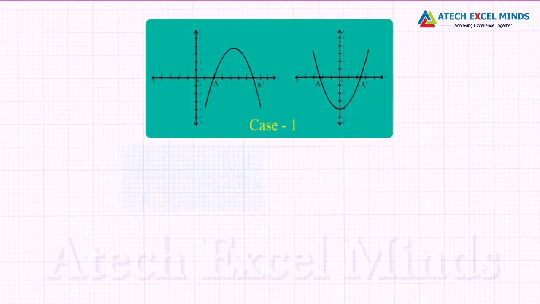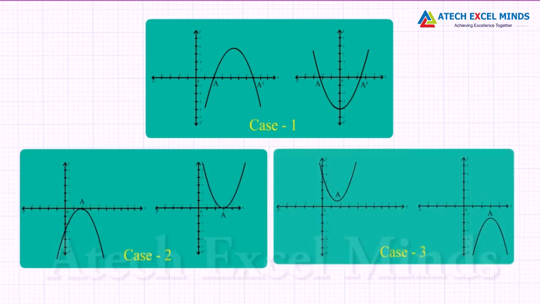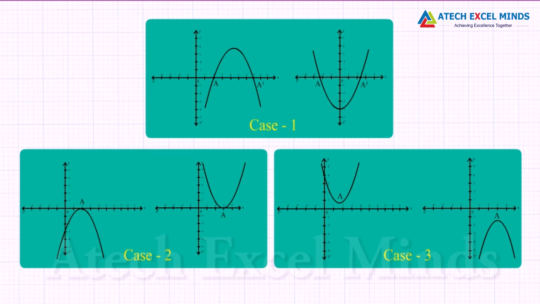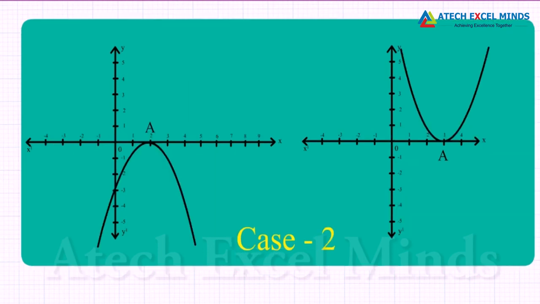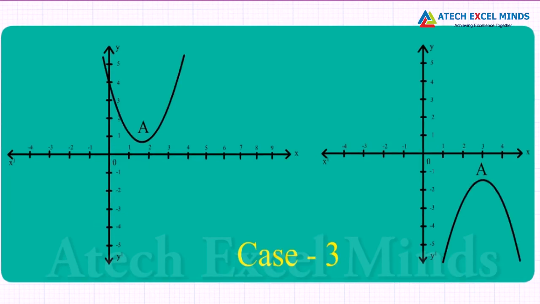There are three cases for a quadratic polynomial. These cases depend on where the graph of the polynomial intersects the x-axis. When the graph of a quadratic polynomial cuts the x-axis at two distinct points A and A dash, then the x-coordinates of A and A dash are the two zeros of the quadratic polynomial. When the graph cuts the x-axis at one point, then the quadratic polynomial has only one zero. When the graph is above or below the x-axis, then it does not cut the x-axis, and hence there is no zero. Geometrically, it is clear that each quadratic polynomial has two distinct or equal zeros or no zero.